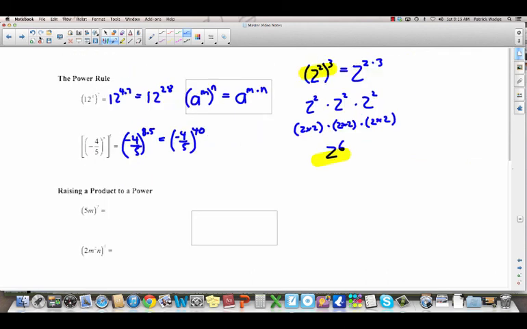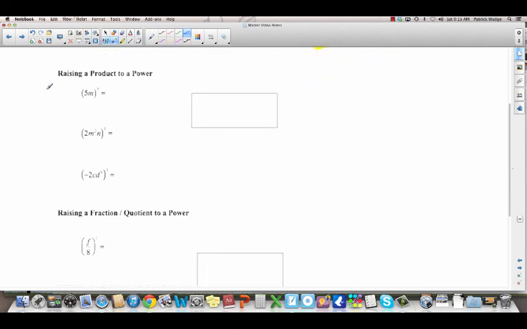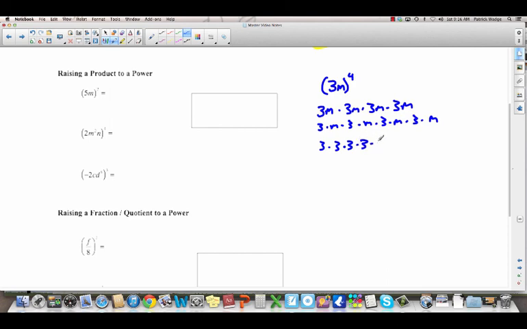Okay, back to the other page, raising a product to a power. So that would be something like 3m to the 4th power. Well, 3m to the 4th power means 3m times 3m times 3m times 3m. And 3m means 3 times m, right? So this is the same as 3 times m times 3 times m times 3 times m times 3 times m. And when you multiply stuff, you can do it in any order. So let's put the 3's together, 3 times 3 times 3 times 3, then put the m's together, m times m times m times m.